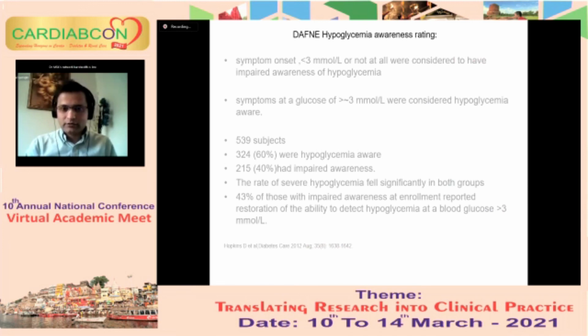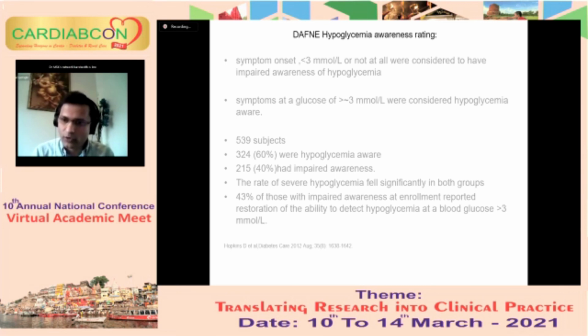This is a very good one, the Daphne hypoglycemia awareness rating, and there is a lot of evidence around it. What we do here is ask the patients, can you make out when your blood sugar drops to less than 3? If they get the symptoms of hypoglycemia when the blood sugar is 3 or more, that means they're hypo-aware, otherwise they're hypo-unaware. And this was subsequently published in Diabetes Care in 2012 to look at the efficacy of this rating.